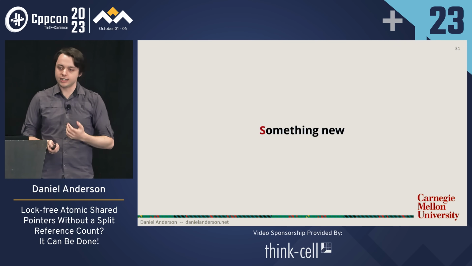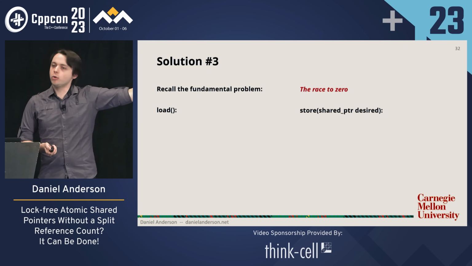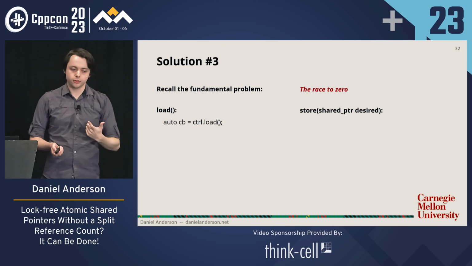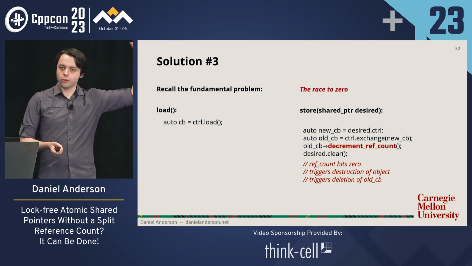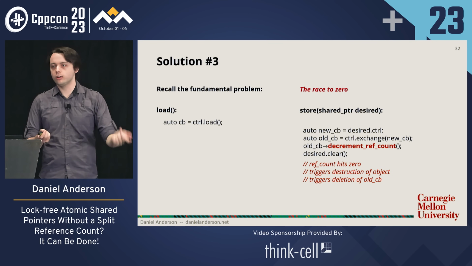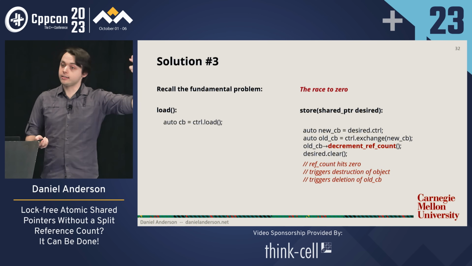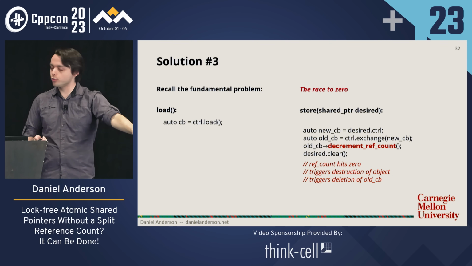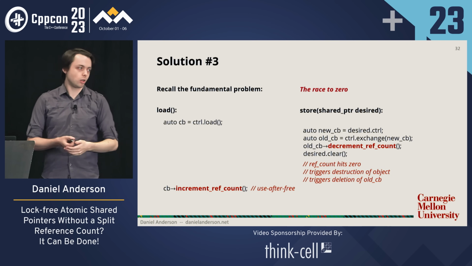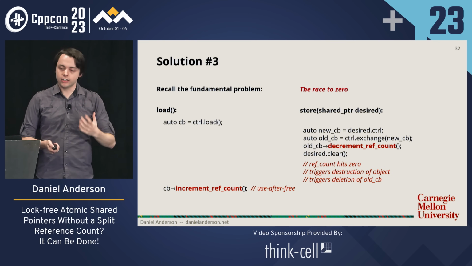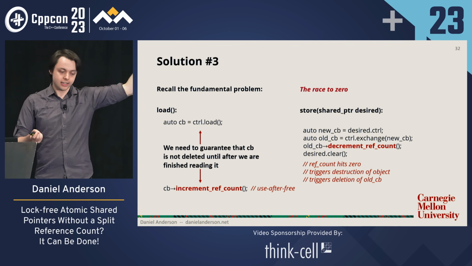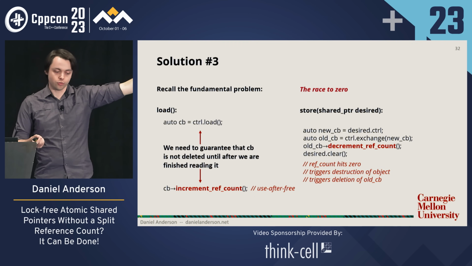So here's a different idea. Let's first quickly review what the problem was that we were trying to navigate around. It's the race to zero, as I call it. So you want to do a load. You load from the control block, the load thread goes and gets lunch, the store comes along and says, okay, I'm going to exchange in my new control block and decrement the old reference count. That might hit 0, and now it gets destroyed, and so thread 1 comes back from lunch and does a use after free, because that control block is now gone. So fundamentally, the problem we need to solve is that we need to guarantee that after we've read that control block, it is not deleted until we've finished reading it.